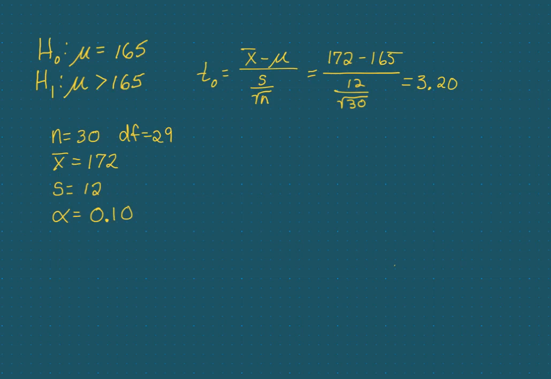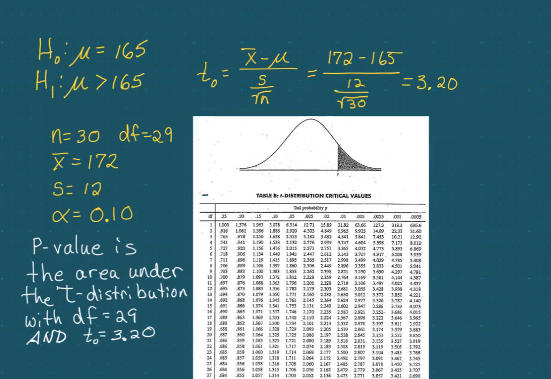This is where our approach changes. We still need the degrees of freedom, and we still need the test value. But now we're going to take those two things to our t-table. So now we're going to look for the p-value using this t-distribution. Okay, the p-value is the area under this t-distribution, with the degrees of freedom equals 29 and t sub 0, our test value, equals 3.20. P-value, okay, remember the area under a curve is a probability. That's where we're getting our p.